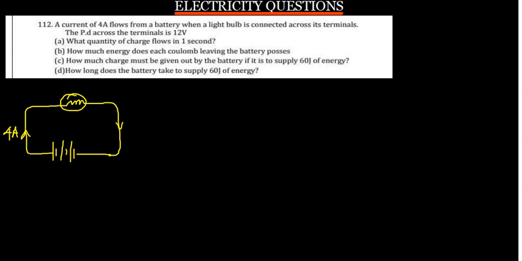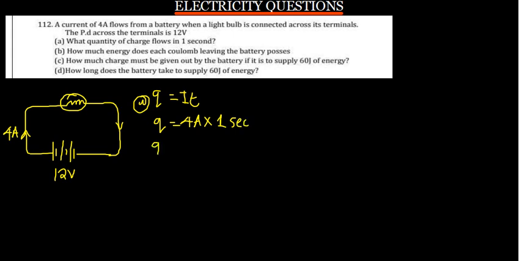The PD across the terminals is 12 volts. That's a potential difference. Potential difference, or EMF, electromotive force, or voltage, is basically the same thing. So what quantity of charge flows in 1 second? Charge is simply current times time. So charge is going to be current, in this case 4 amps, times time. They've said in 1 second, so times 1 second.